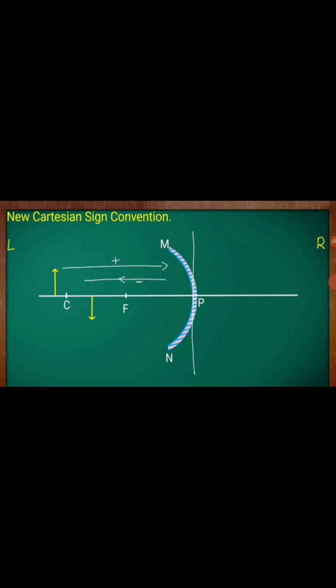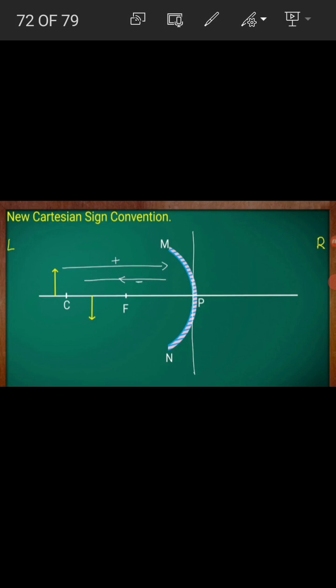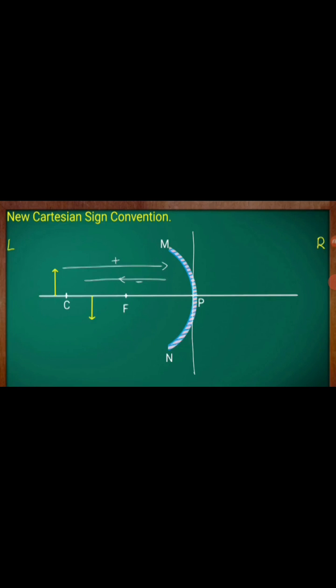The distance of the object from the pole of the mirror is known as the object distance. The distance of the image from the pole of the mirror is the image distance. If you start from left to right, it is positive. If it is from right to left, it is negative. And always remember, that is the object.